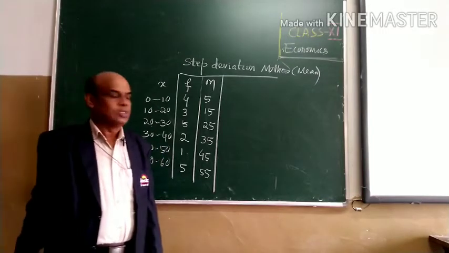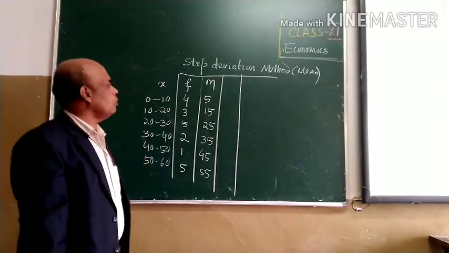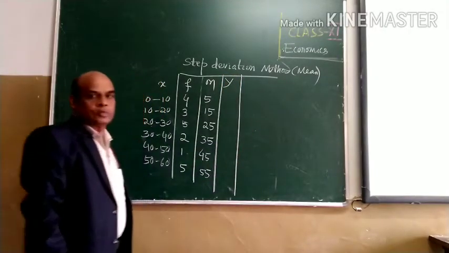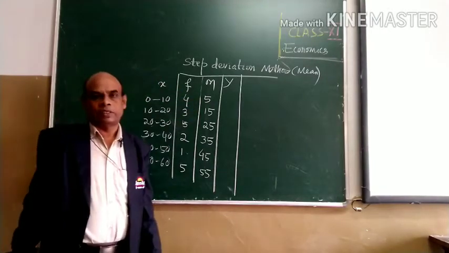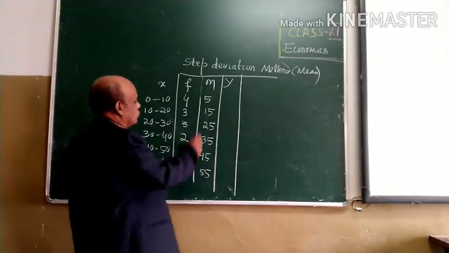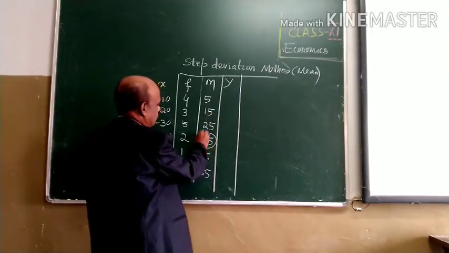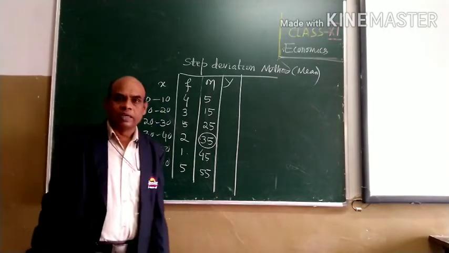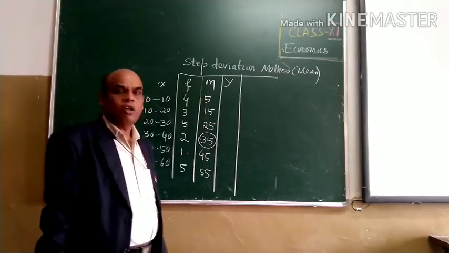Now what you have to do? Again construct one column. Suppose I put the symbol Y here. You have to remember that from the midpoints you have to select any number. Suppose I selected 35 here. Generally, the number is selected from the middle of the column.